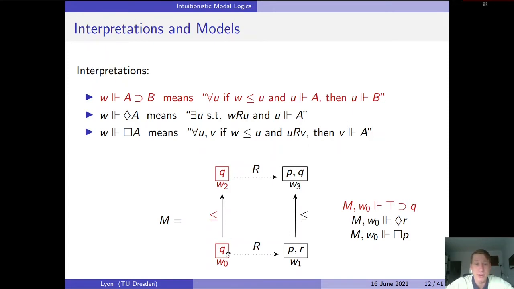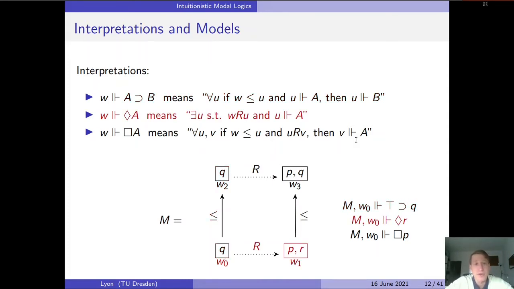So let's look at our model and see an example of why top implies Q is true at W0. Well, what are the intuitionistic successors of W0? W0 itself and W2. And we know that Q is true at both of those points. And since top trivially holds at both of those points, we know that at every point in the future of W0 where top holds, Q holds.